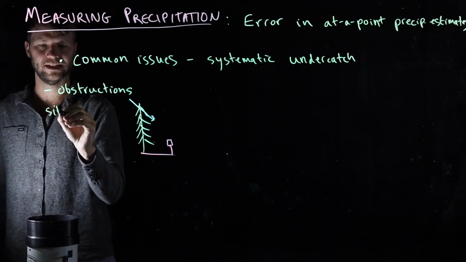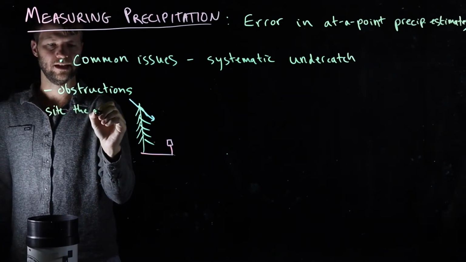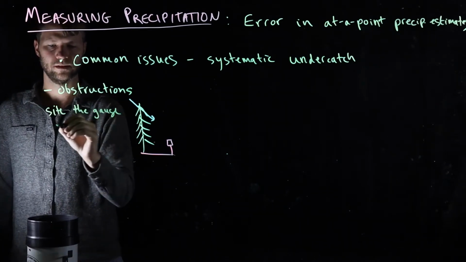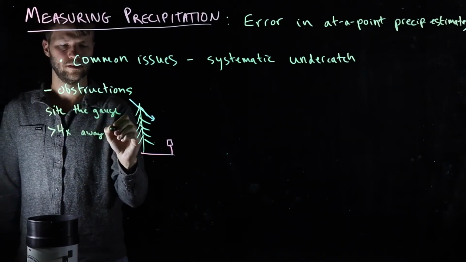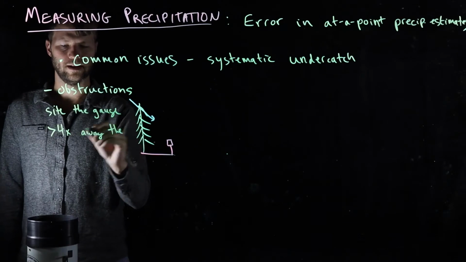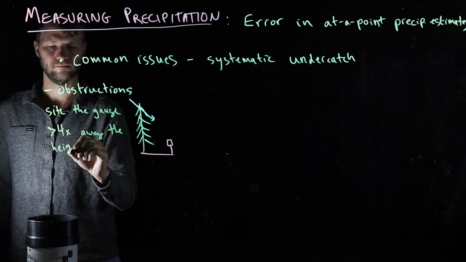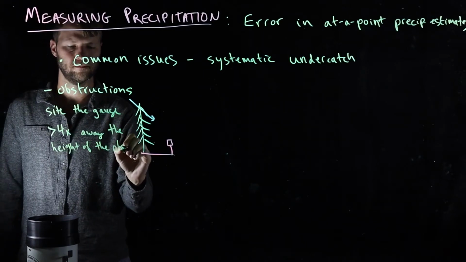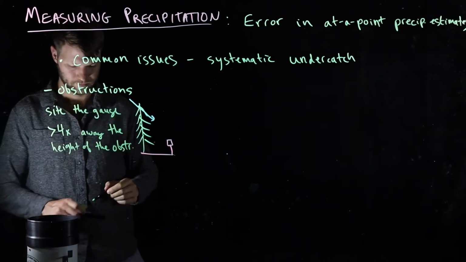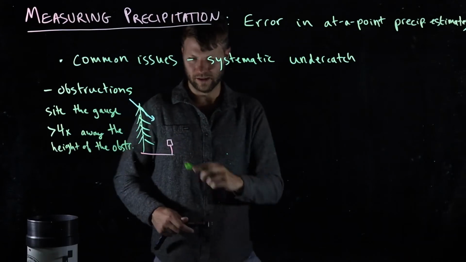In general, we would like our gauge to be 4 times away horizontally the height of the nearest obstruction. So we would like to site the gauge at least 4x away the height of the obstruction in order to avoid this issue.